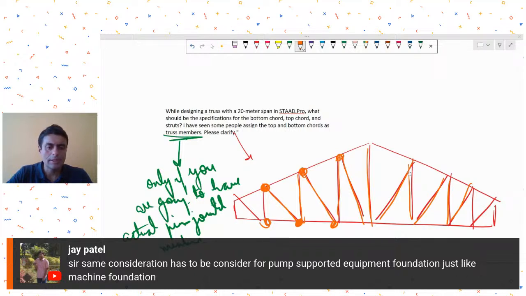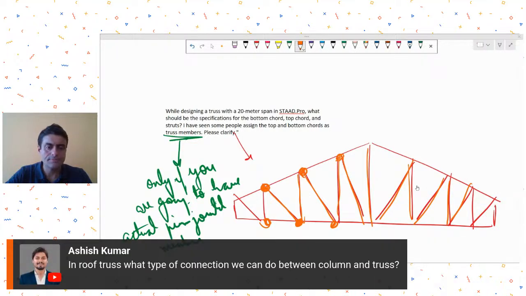Mr. Jay Patel is asking, same consideration has to be considered for pump supported equipment foundation just like machine foundation. Yes. For pumps, usually we also try to rest them on the soil. So for pump supported foundations also, the same logic as given for machine foundations has to be used.